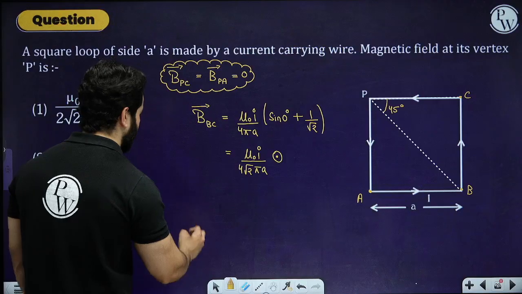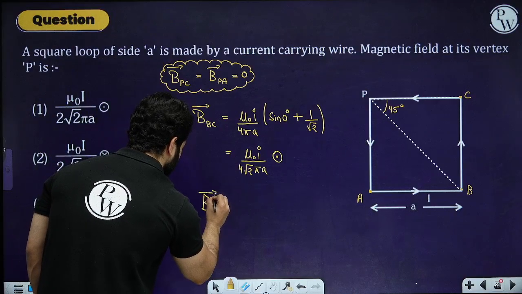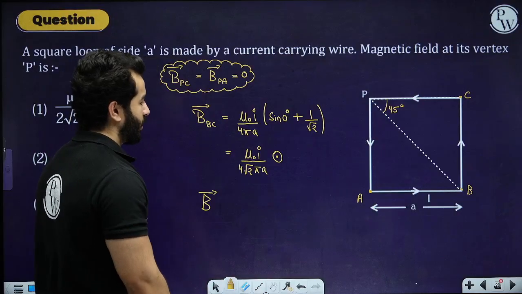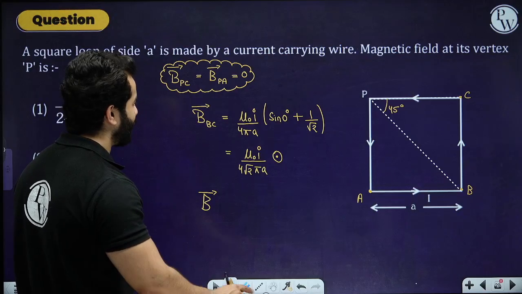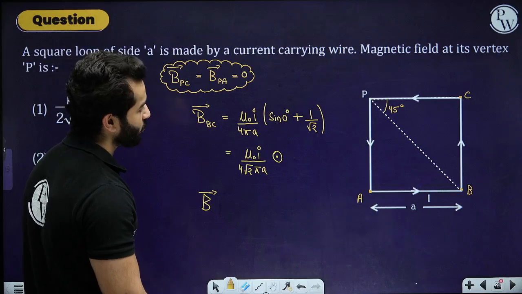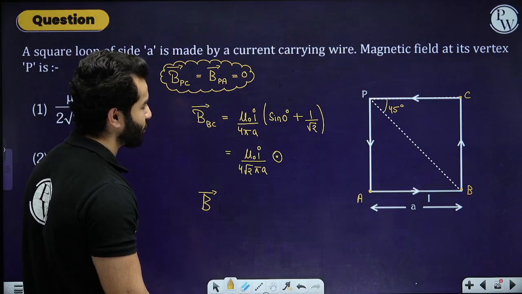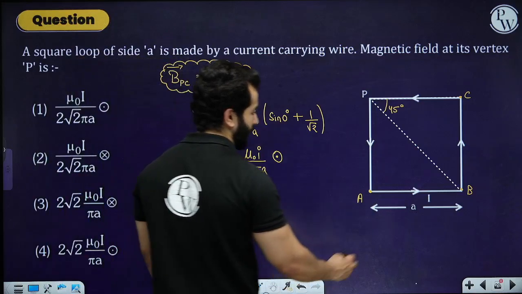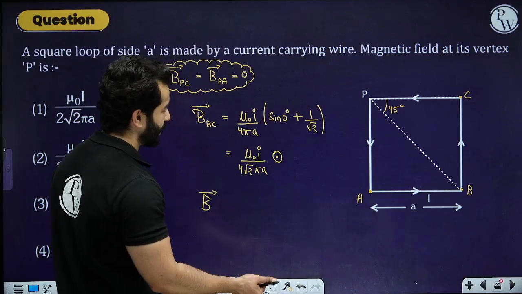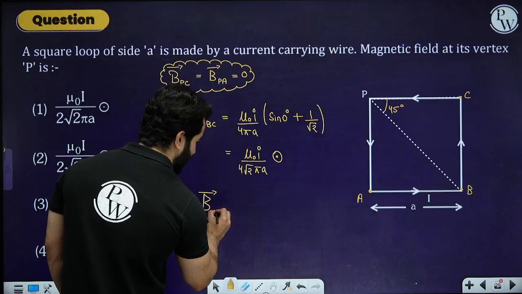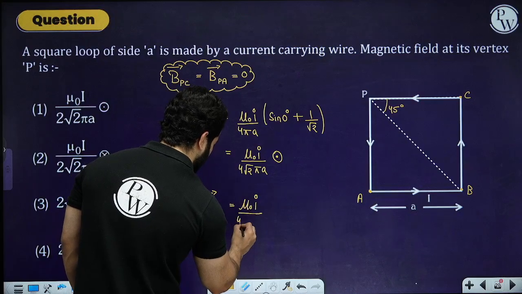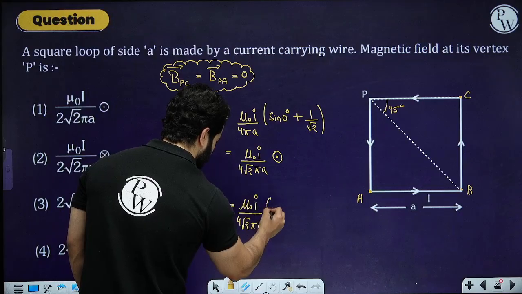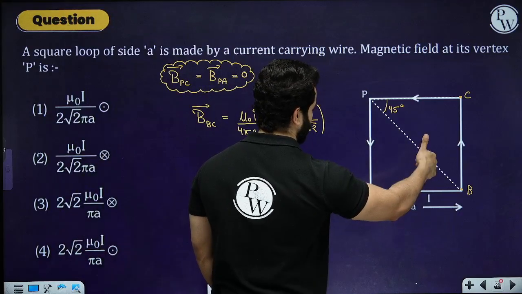Now let's do the same thing for the magnetic field due to wire AB. Sorry, just a second. So this is absolutely correct. Now we are going to talk about another angle. This is going to be 45 degree as well, and this is also going to be dot. So wire AB will also be the same as this, mu naught I upon 4 root 2 pi a, and this will also be dot, because of this also it will be dot, because of this also it will be dot.